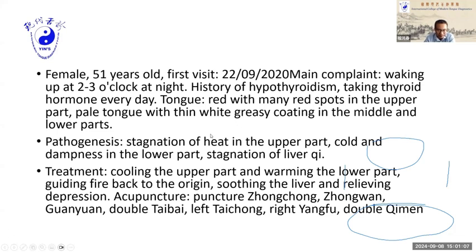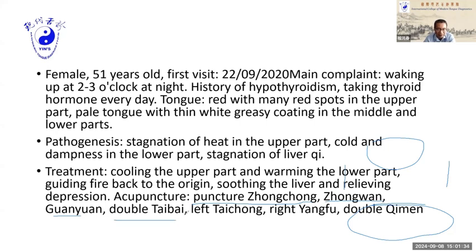This point should get a bleeding puncture, Zhengcheng, with blood letting. And also use Zhongwan and Guanyuan for the stomach, for the middle jaw and the lower jaw.